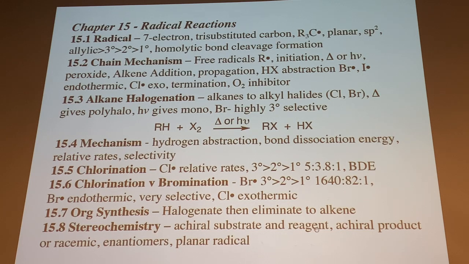Because of stereochemistry, the radical is a flat trigonal planar structure, so it loses a stereocenter at that point if there is one. Generally, we get achiral or racemic products, okay, because of the planar radical.